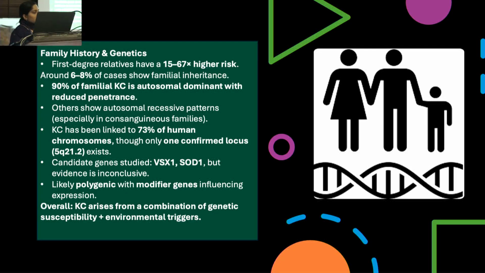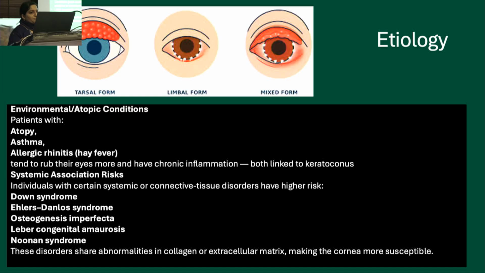Another common etiological factor is family history. We always look for family history of glaucoma and retinitis pigmentosa. Also always ask for a keratoconus history in the family, because it's around a 15 to 67% higher risk of developing keratoconus with a family history. When checked, familial KC is more often autosomal dominant, and it is associated with chromosome 5. Overall, KC is due to environmental triggers in genetically susceptible people.